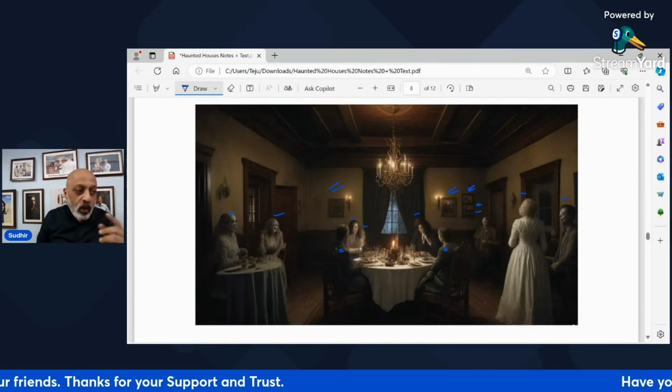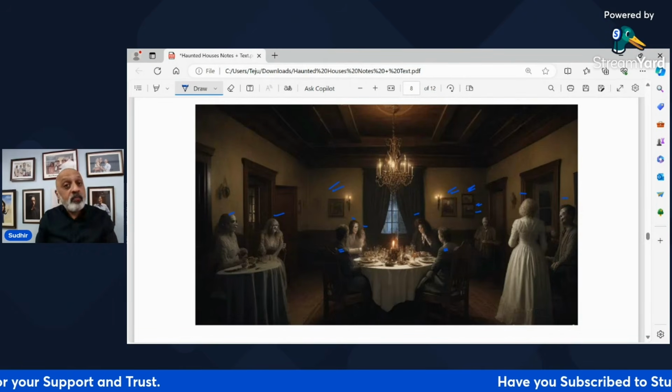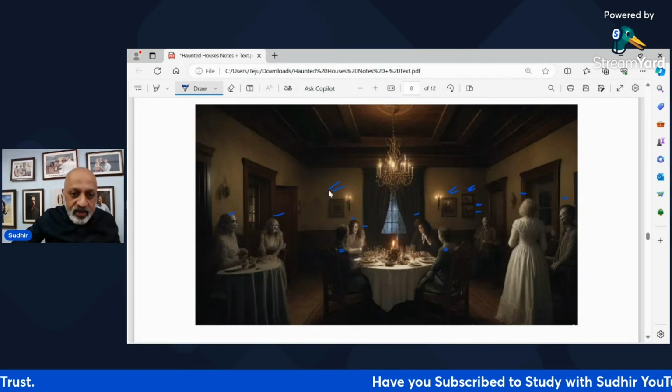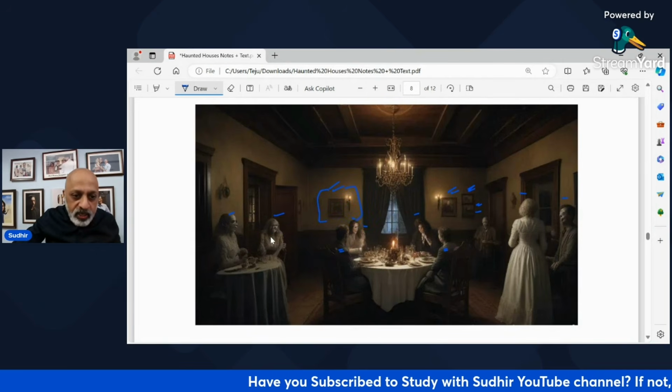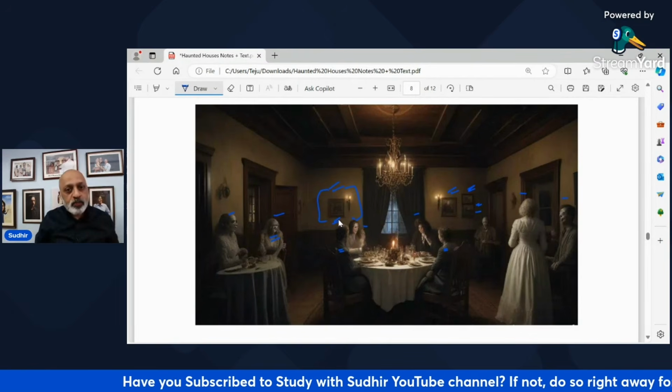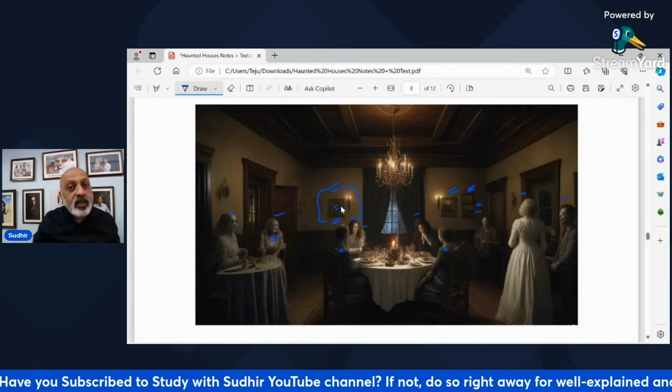And the pictures on the wall, there is another interesting meaning. Another interesting meaning is that at one point in time, these ghosts may have been part of these pictures. Their photograph may have been in these pictures.